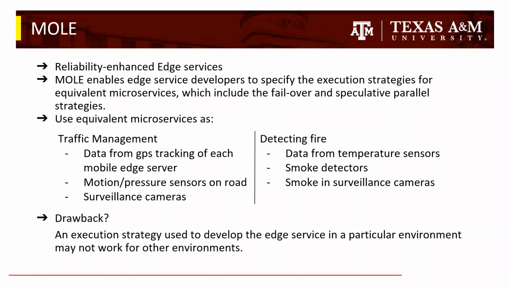So in the traffic management example, we have a GPS tracking device, we have a motion sensor, or we have cameras. Similarly, in the detecting fire example, we have data from the temperature sensors, we have data from the smoke detectors, as well as from the cameras.